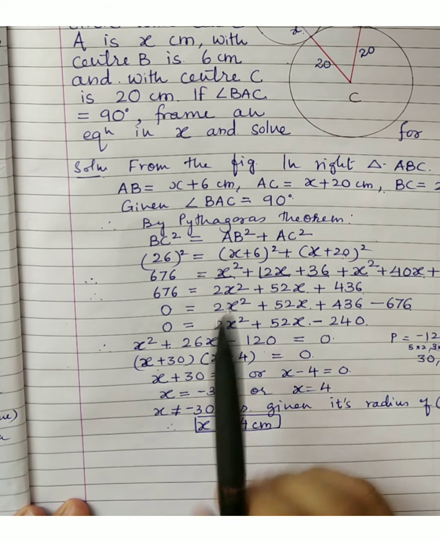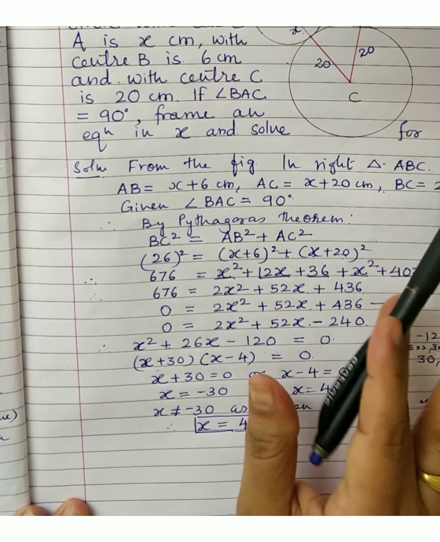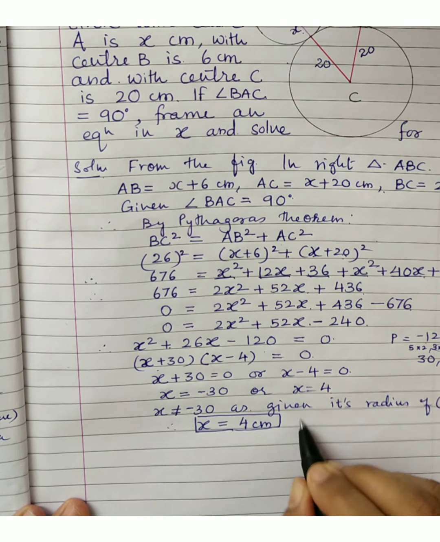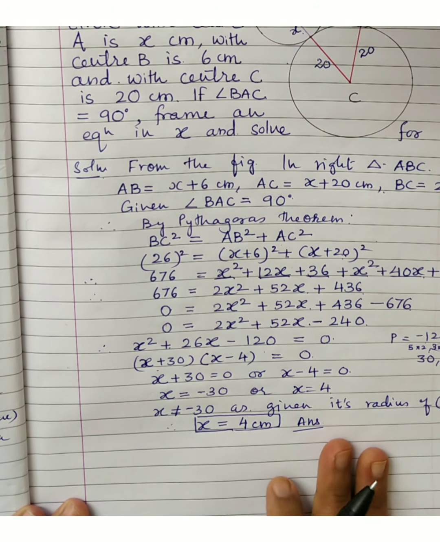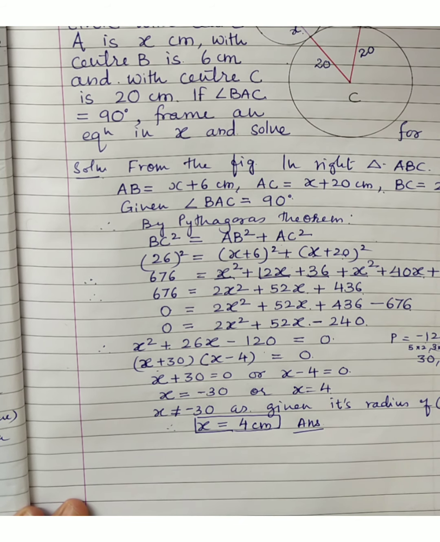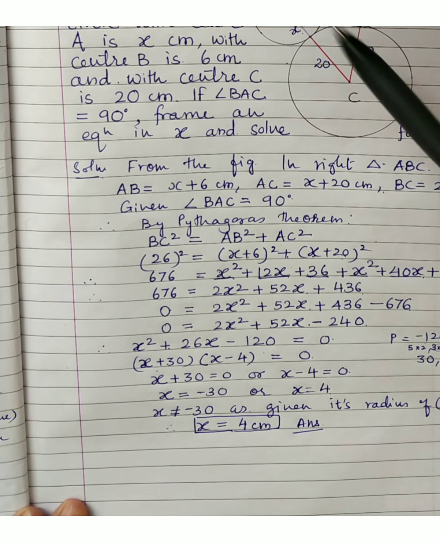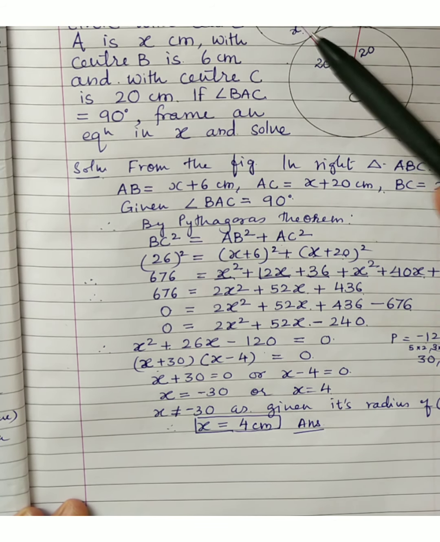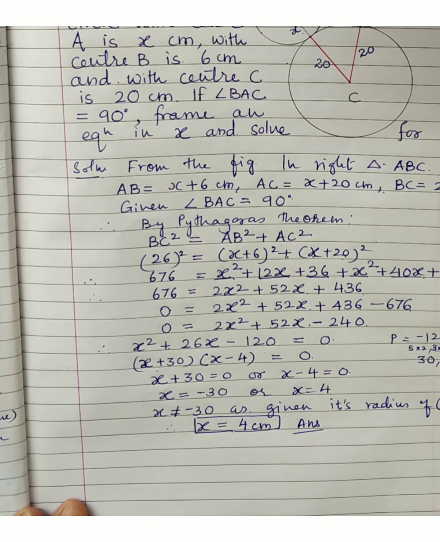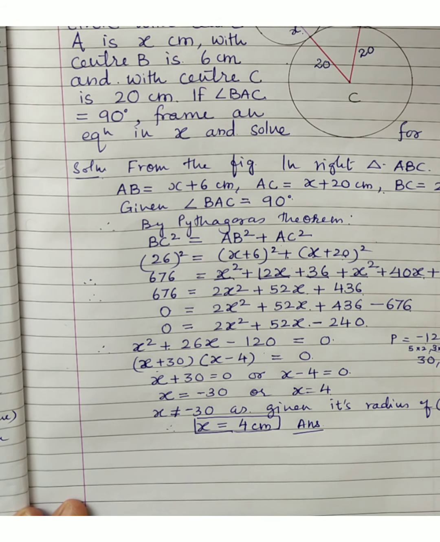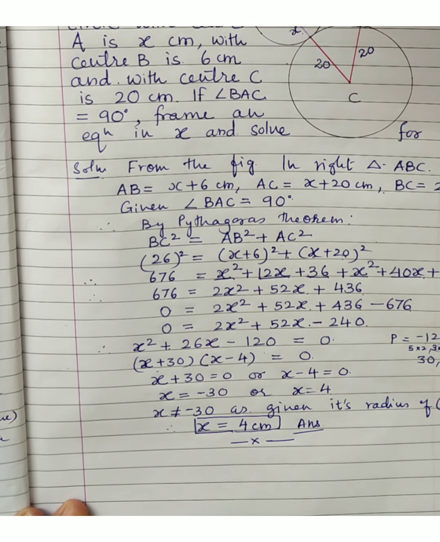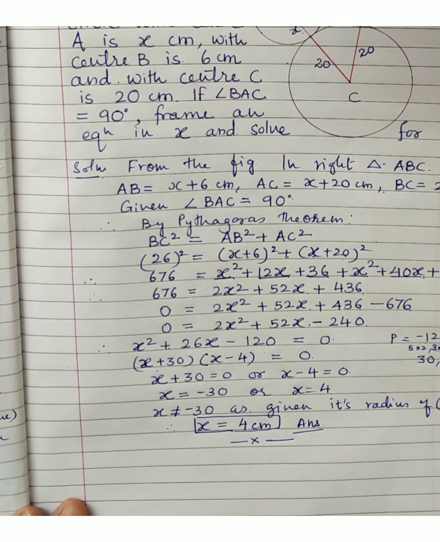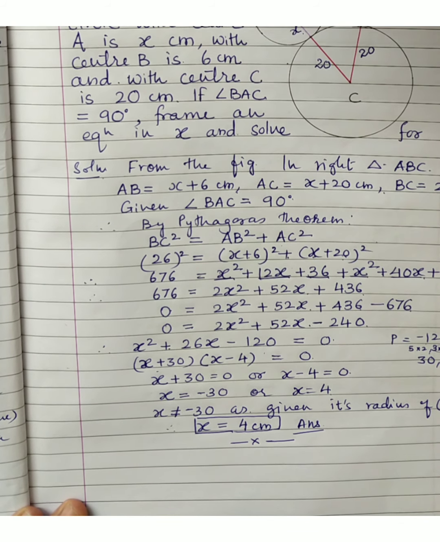Since the question is asking to frame an equation in x and solve for it, we need to find only the value of x. That we have found, x is equal to 4 centimeter. Further, they could also have asked what is the radius of the circle with center A, that is 4 centimeters. So I think it is pretty simple. Apply the concept properly, do not make any calculation mistake, and it is easy as you have seen it, right?